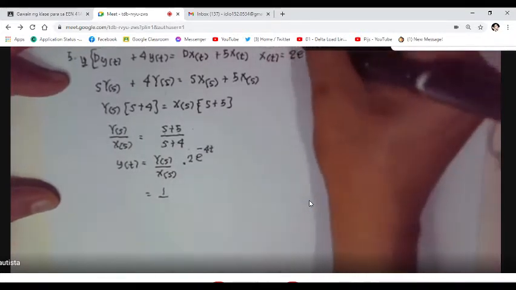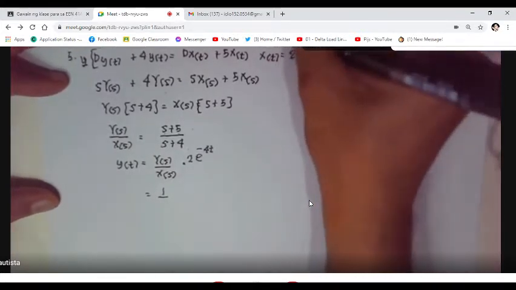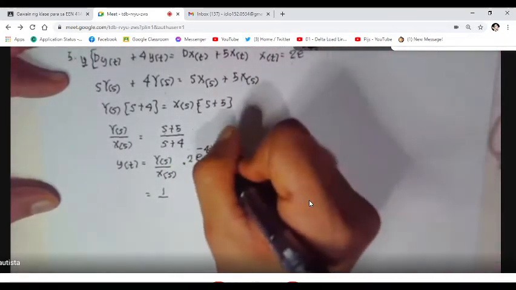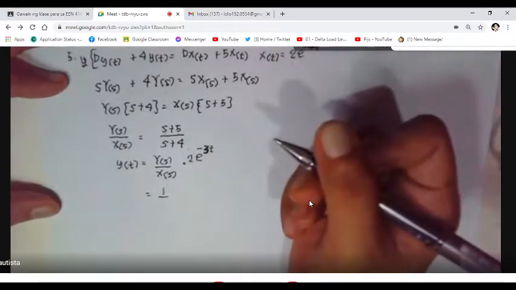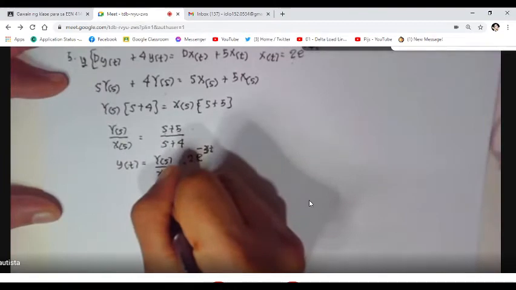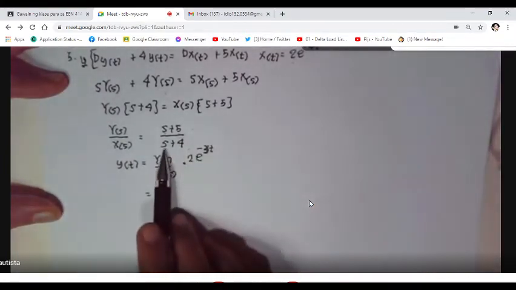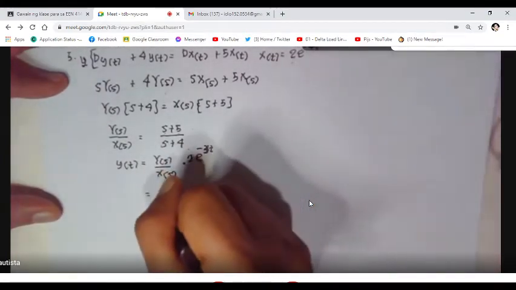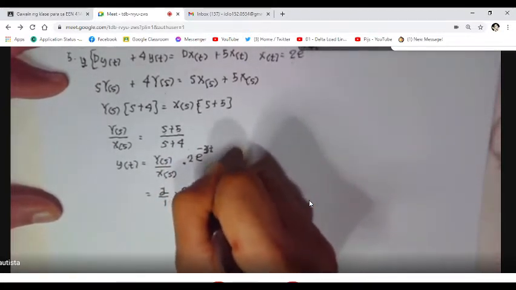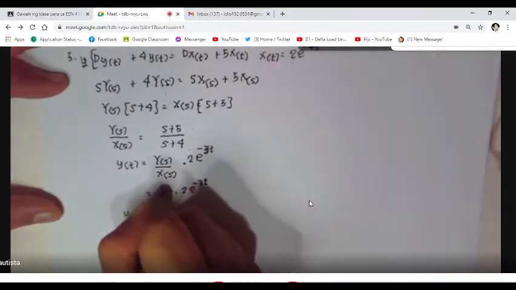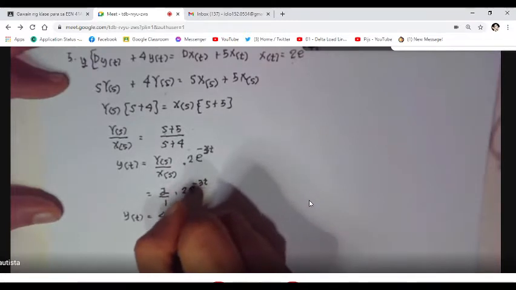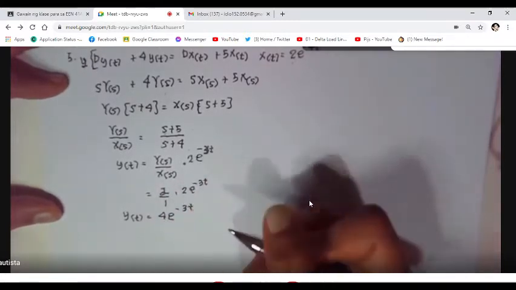So, let's try to change. Palitan lang natin, no? So, this one is negative 3t, halimbawa. Okay, para makita lang natin. So, this one is negative 3. Ayan. Okay? So, negative 3 plus 5, that is 2. Okay? Then, negative 3 plus 4, that is 1. Diba? Okay? Times 2e raised to negative 3t. Okay? So, therefore, y sub t is equivalent to 4e raised to negative 3t. Okay? Ayan.